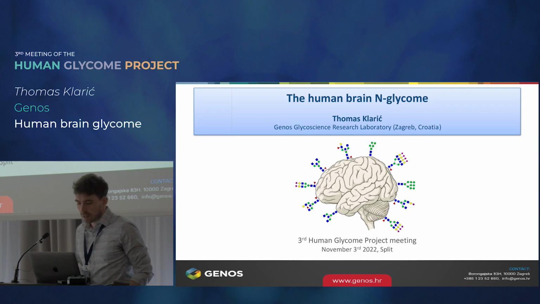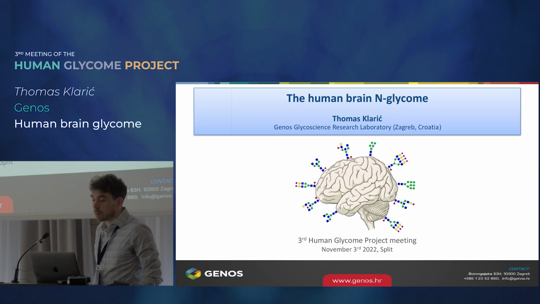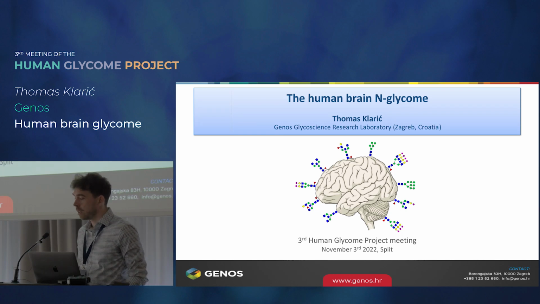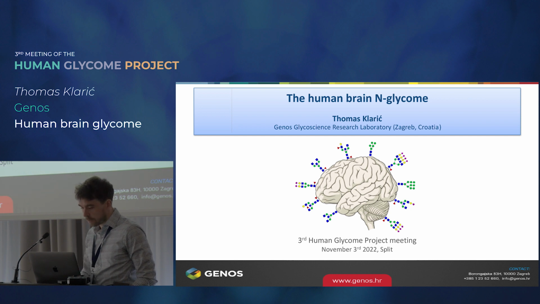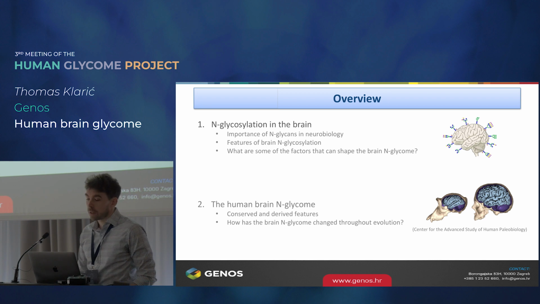Good morning, everyone. Today I'll be talking a little bit about N-glycosylation in the brain. In the first part of the talk, we'll talk about N-glycosylation in the brain in general, so looking at the importance of N-glycans in neurobiology, as well as some of the features of brain N-glycosylation that make it unique, and then finally looking at some of the factors that can shape the brain N-glycome.